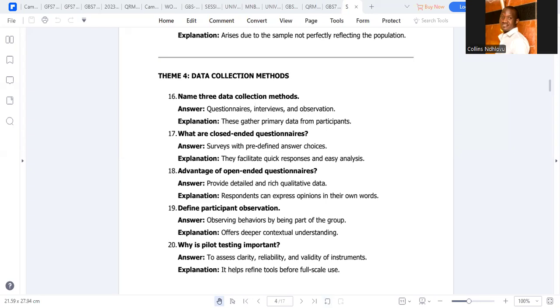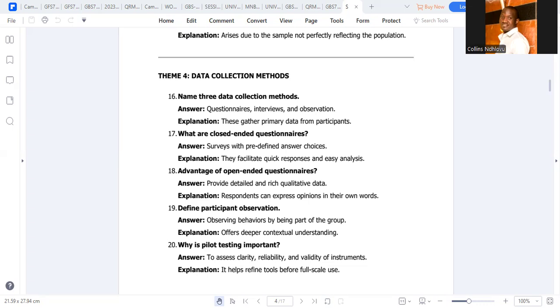Closed-ended responses. Questionnaires are a set of questions that are used to collect standardized responses. Interviews are direct personal communications between the researcher and the participant. They will give you more in-depth data. Observations give you the ability to watch or record behaviors.